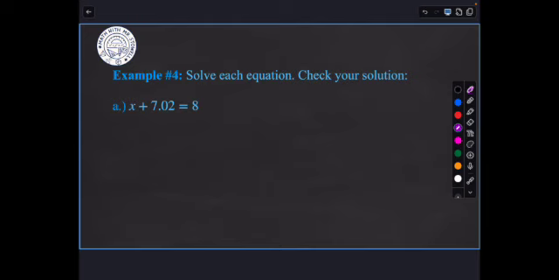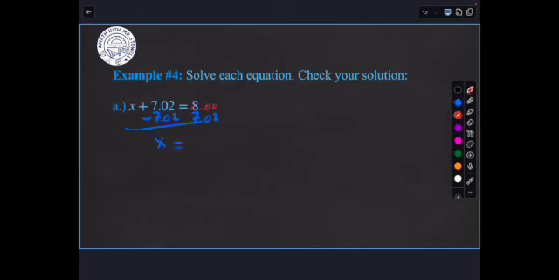Looking at example 4, we have: solve each equation, check your solution. We have x plus 7.02 equals 8. Which property of equality are we going to end up using? Well, we have a plus 7.02, so we do the opposite, so we subtract that value. Minus 7.02, minus 7.02, and we end up with x equals, let's put a few zeros behind.